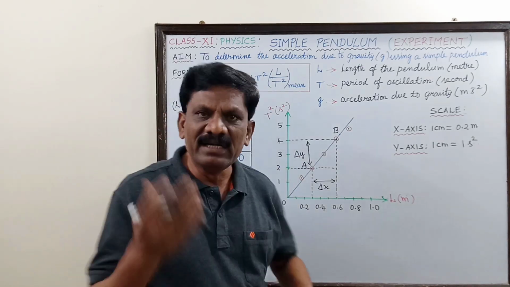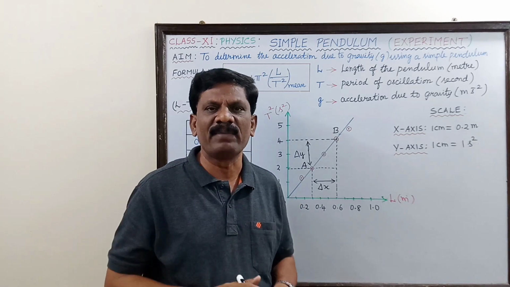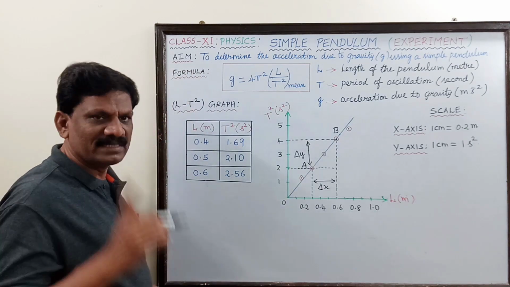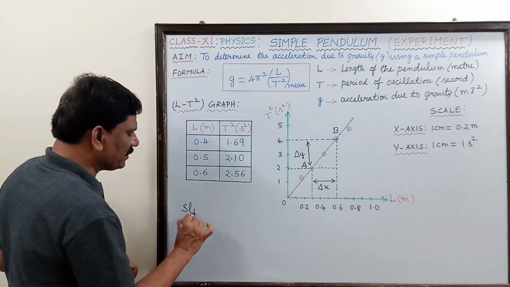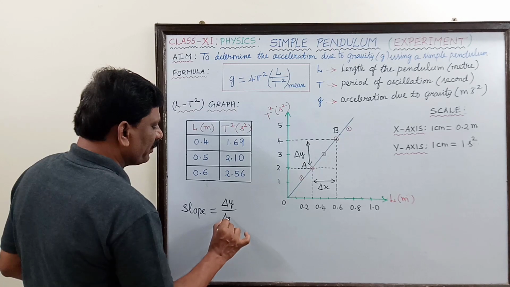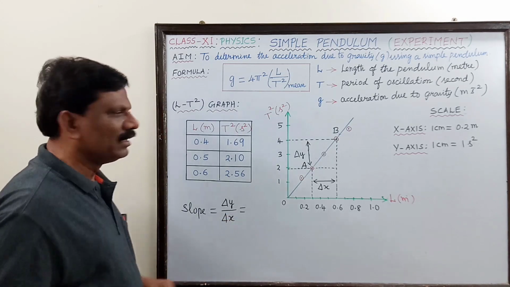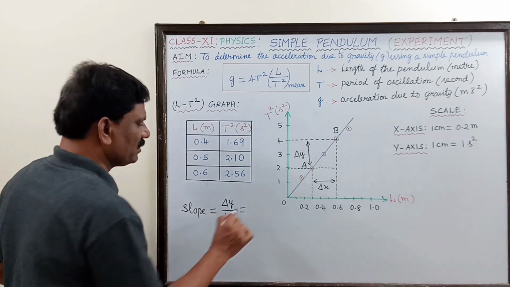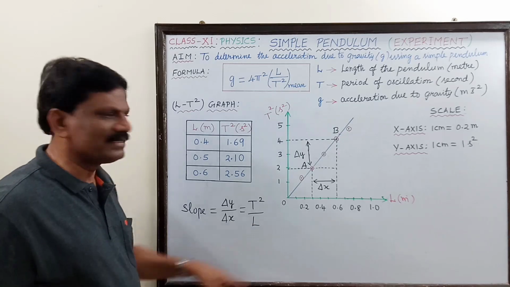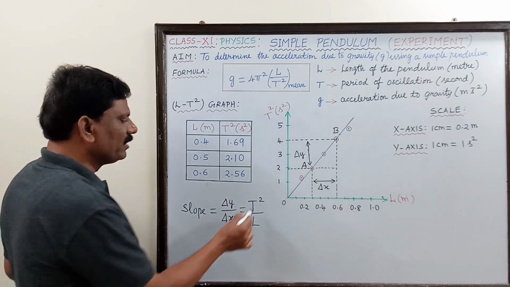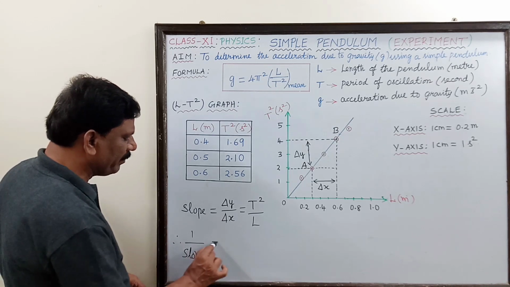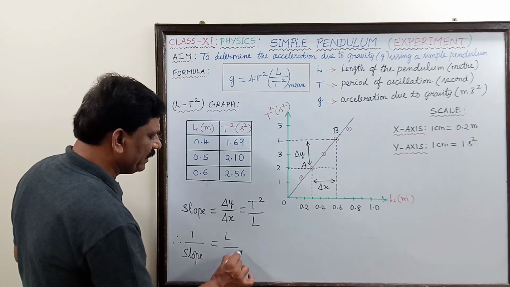Understand, whatever readings we have taken, accordingly the slope differs from person to person. So, for your understanding, how to draw the graph is like this. So, my dear students, how to find the slope of any graph? Here, slope of the graph is equal to the y-intercept divided by the x-intercept. Along the y-axis, what we have taken is t square, so I will write t square divided by x-intercept, which is length. Okay. So, slope is equal to what? T square by L. Therefore, we take the reciprocal of the slope. 1 by slope is equal to L by T square.